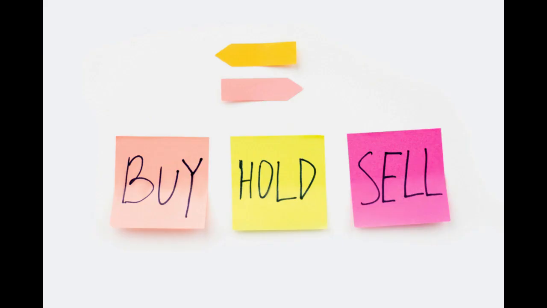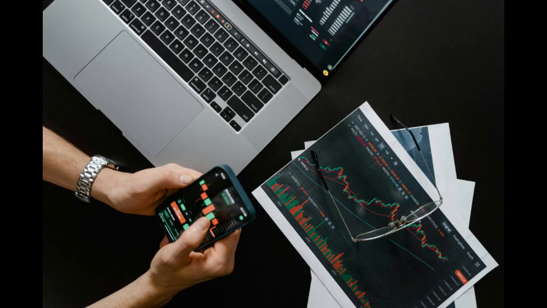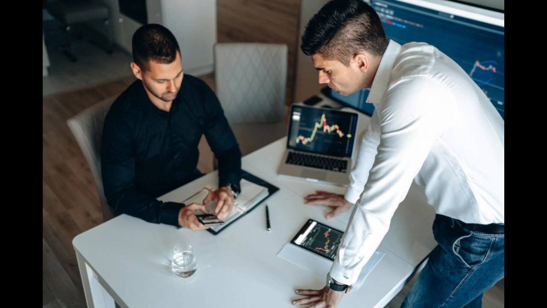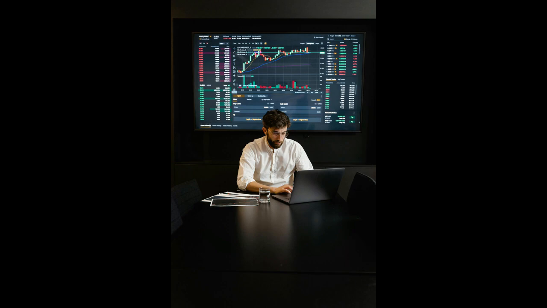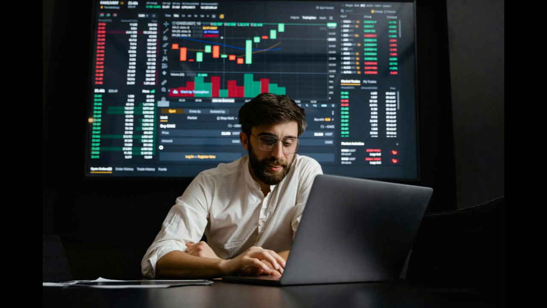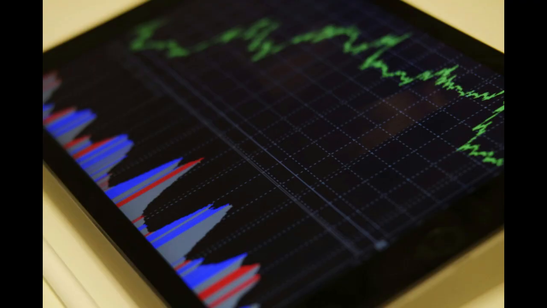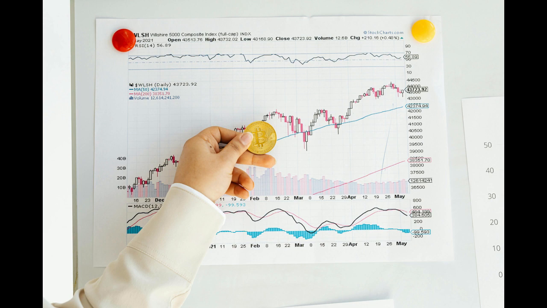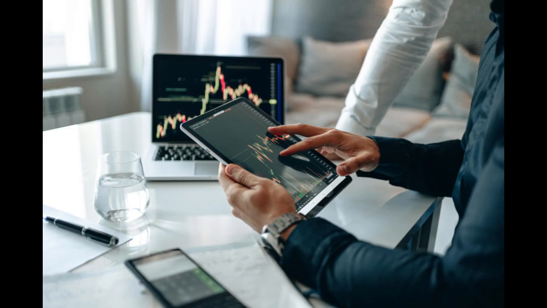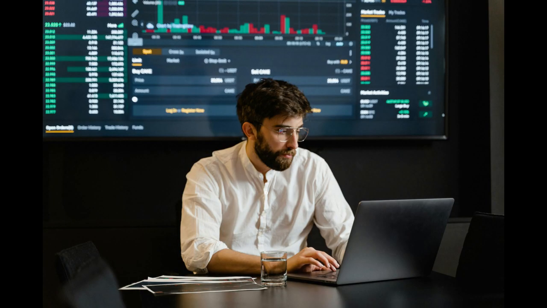Starting a mutual fund company involves several steps and considerations. Here's a general outline to guide you through the process. 1. Research and planning. Understand the mutual fund industry thoroughly, including regulations, market trends, and competition. Identify your target market and investment strategy. Determine the type of mutual funds you want to offer, e.g., equity, fixed income, balanced. Create a detailed business plan outlining your objectives, target market, investment strategy, marketing plan, and financial projections.